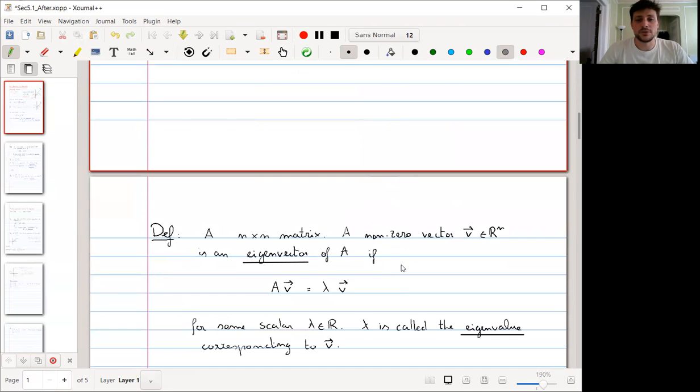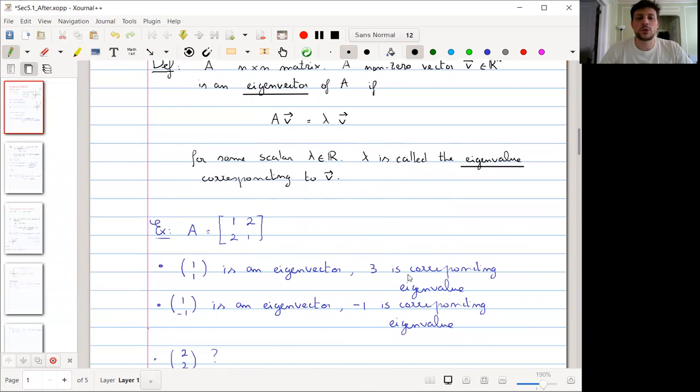So that's our definition. To make it more precise, here it is. Given a square n by n matrix A, a non-zero vector v in R^n is called an eigenvector if there is some scalar lambda such that A times the vector v is equal to lambda times the vector v, in which case we say that lambda is an eigenvalue corresponding to v.